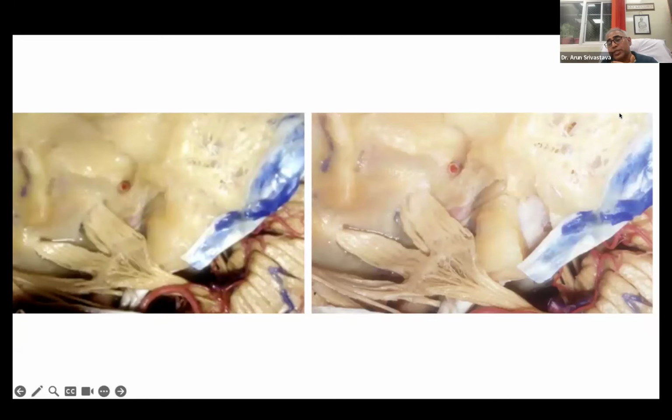And then after this, what do you see? You see, after the reflection of the dura, the structures from lateral to medial. I'll take you through this image, lateral to medial. The first structure you will get is a very thin papery bone known as the tegmen tympani.